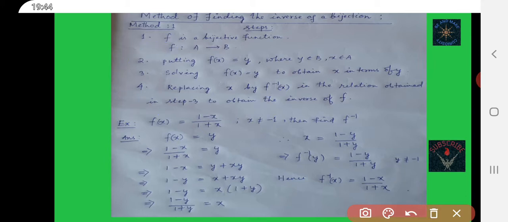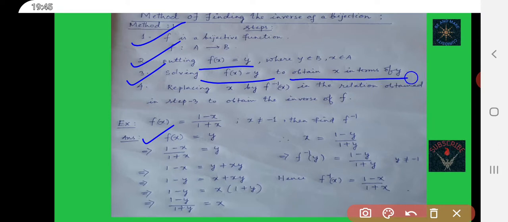First step, okay, finished because it is a bijective function already given. Now come to second step. Second step is f of x equal to y. You write f of x equal to y. Then third step, solve this equation and write x in term of y.